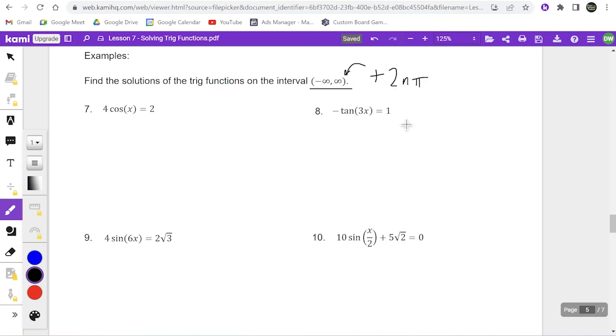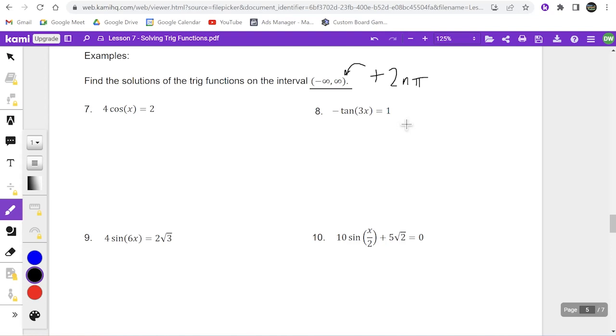And then at the very end of this lesson, we're going to be doing the exact same thing with these multiple answers with like the 3x and the 6x, whatever. But we're also going to be answering on the interval from 0 to 2 pi, and those are going to be the worst problems for today.